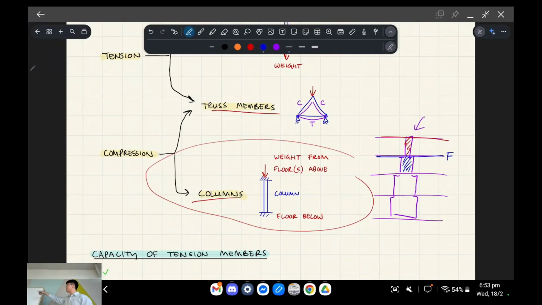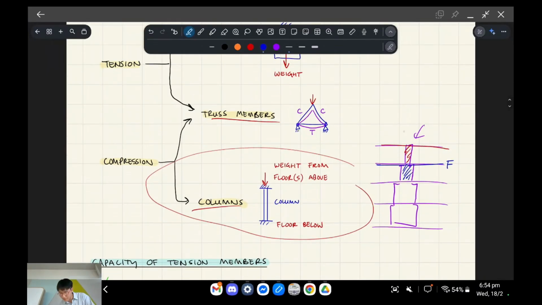In this context, I was talking about a concrete column, because you can control the size of concrete columns pretty well. You can cast concrete in whatever shape you want, basically. But a similar concept would apply for steel as well. Okay, so that's columns. They're compression members, so they're going to experience compression.